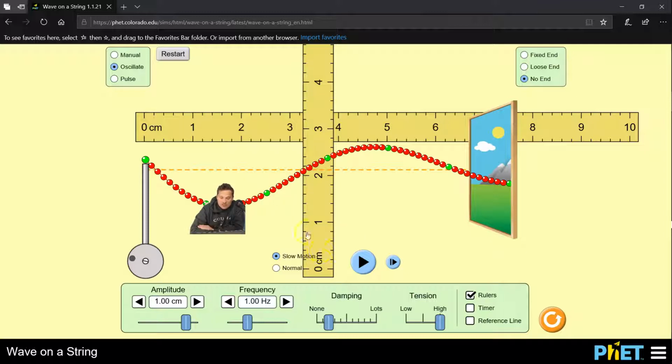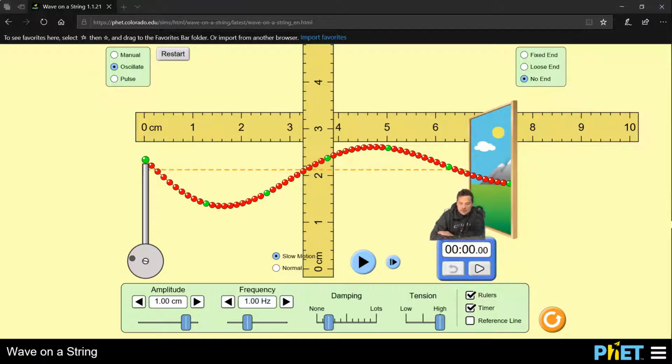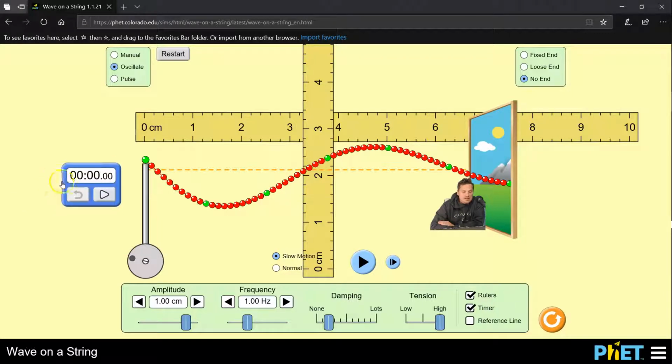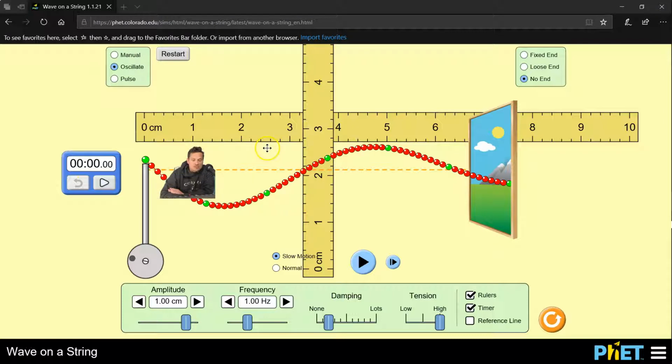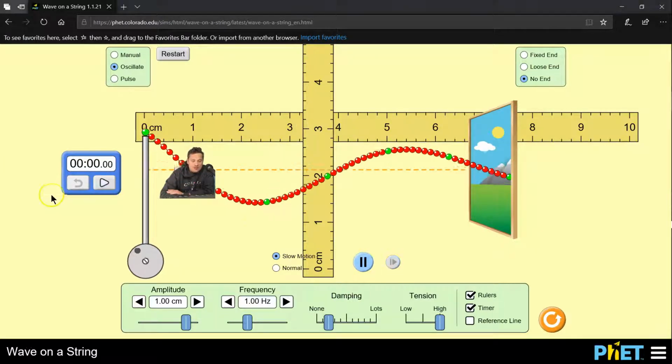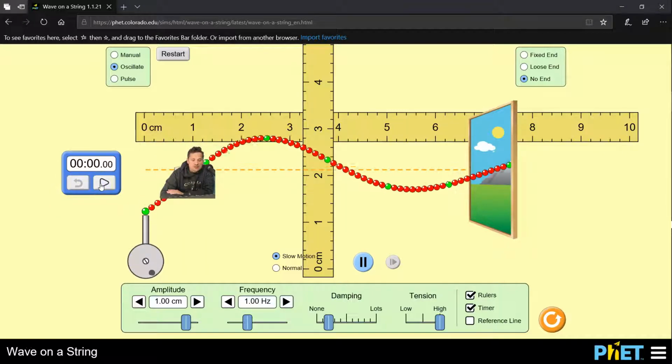Now here there's a pretty cool feature. Take a look down below that says timer. You can enable that. I think this timer can even be moved around the screen to different places. So I'm going to put it over here just so you can keep track of things easily. Okay, so let's go through this in slow motion. I'm going to hit it when it goes to the bottom, as low as possible.